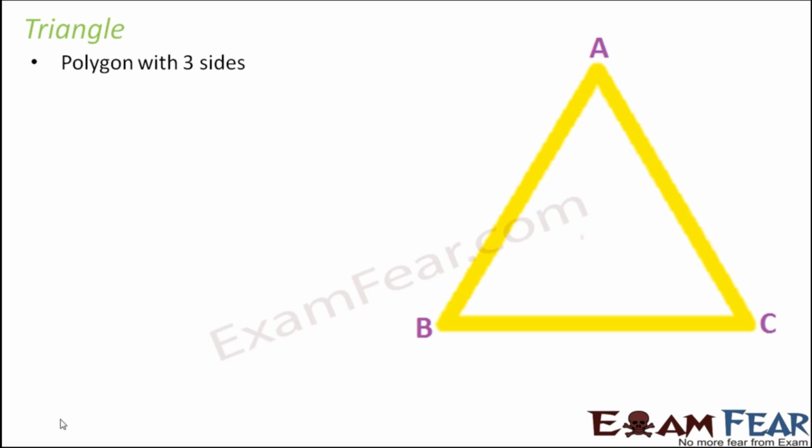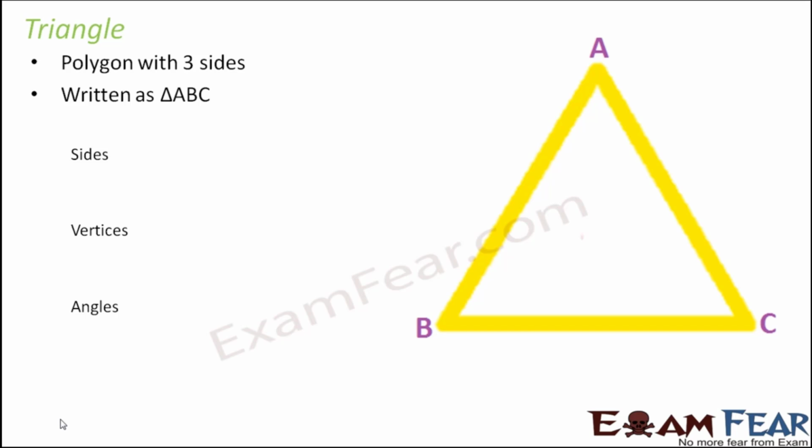So a triangle is a polygon with three sides. That means it is, what is a polygon? Polygon is a geometrical shape which is a closed figure, completely closed, and it is made up of only line segments. So a triangle is that type of polygon which is made up of three line segments. So there are three sides in a triangle.